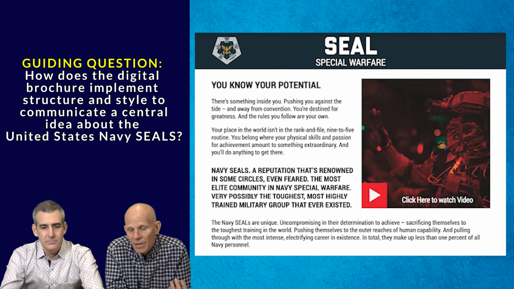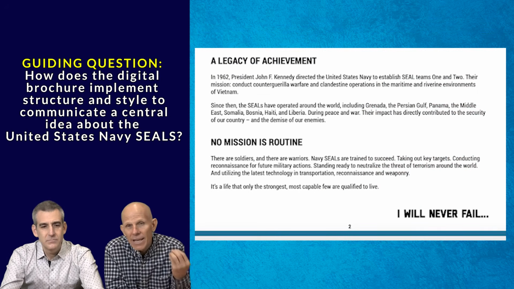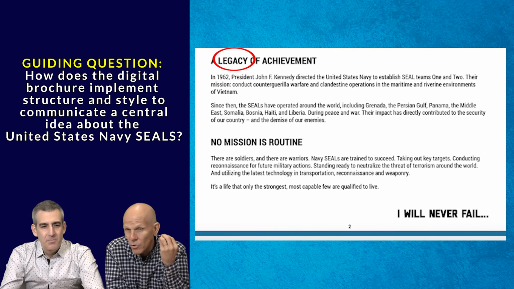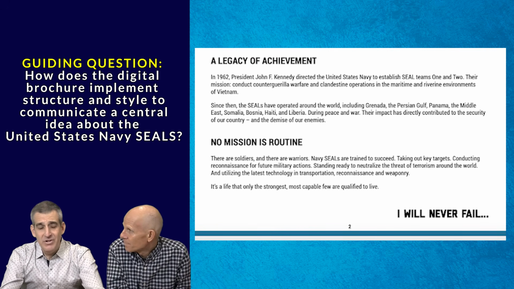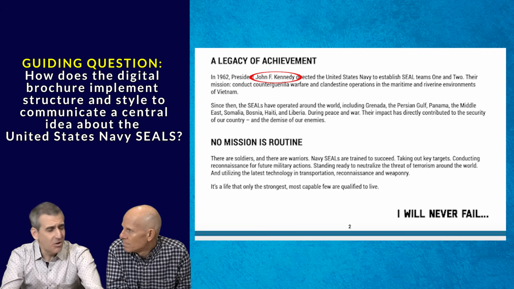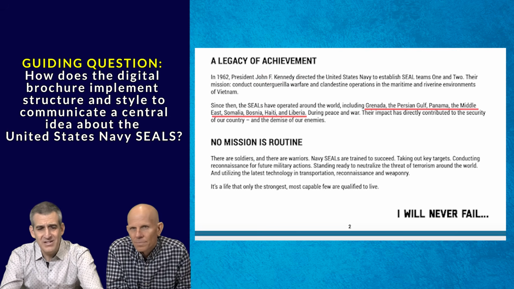The second to last section talks about legacy, the legacy of achievement. We're talking about history. The word legacy really has the connotations of tradition. Well, Giles, you think about tradition in the United States, a lot of people think about famous presidents. They think of John F. Kennedy in 1962, how he started this elite fighting force, the SEALs, and we have physical places like Grenada, the Persian Gulf, Panama, the Middle East.